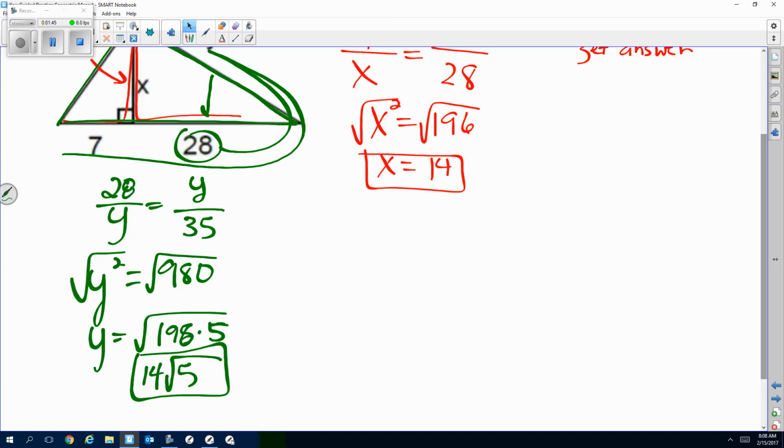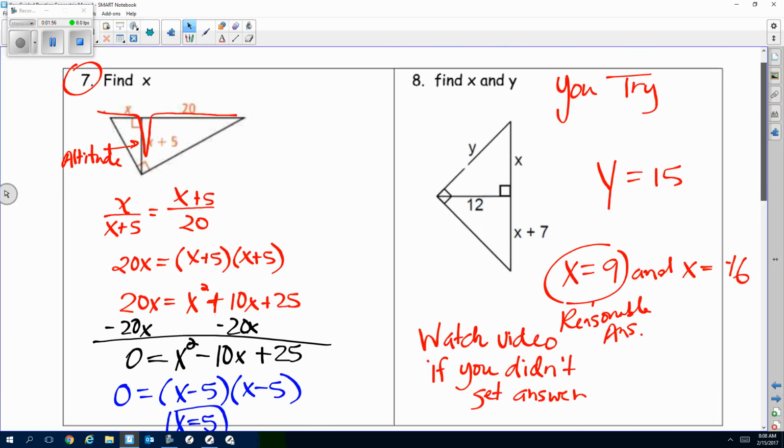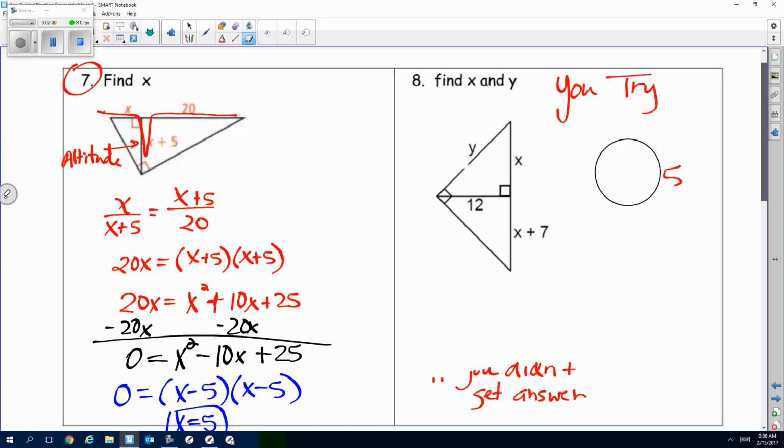So that takes care of 6, and that takes care of, you got it, oh, I think we have 8 too, right? Let me see. Yep, let's talk about 8. Okay, if you need help with 8, here is how we do this.